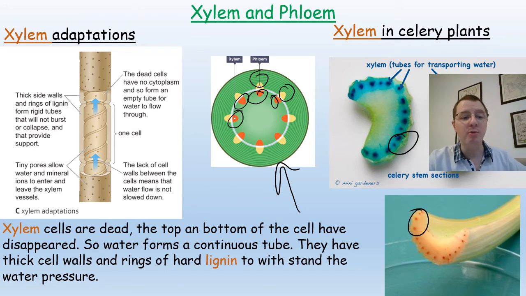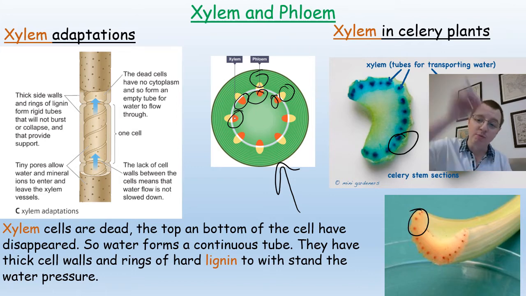The top and the bottom of the cells have disappeared, so water will form a continuous tube. This is helped by hydrogen bonding between water molecules. The xylem cells themselves have thick cell walls and rings of very hard lignin to withstand the water pressure, the negative pressure as water moves up, so that the cells don't collapse in on themselves.